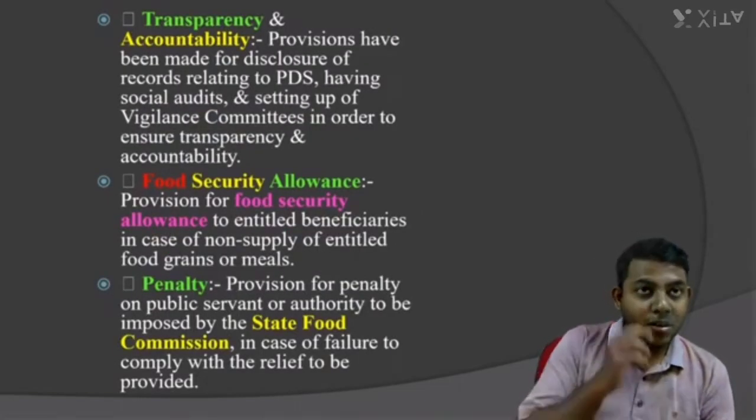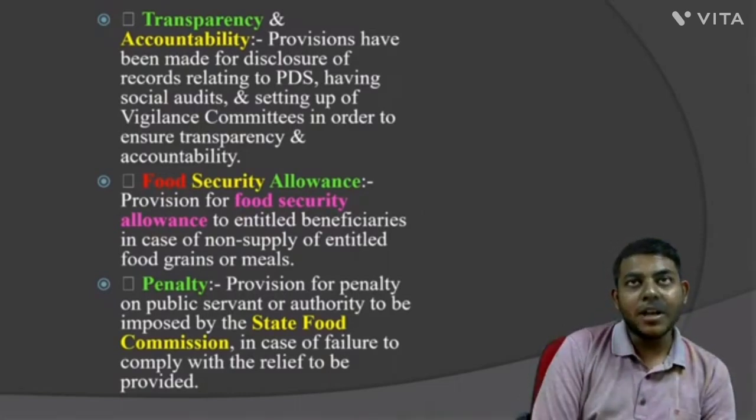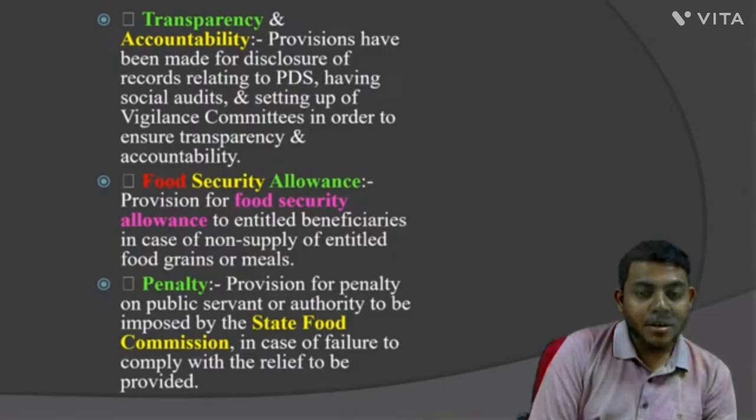So this Act also upholds transparency and accountability. Provisions have been made for disclosure of records relating to the public distribution system, social audits, and setting up of vigilance committees in order to ensure transparency and accountability.